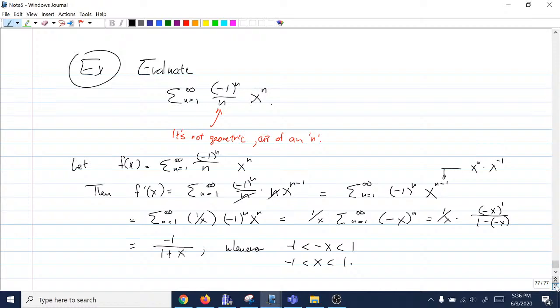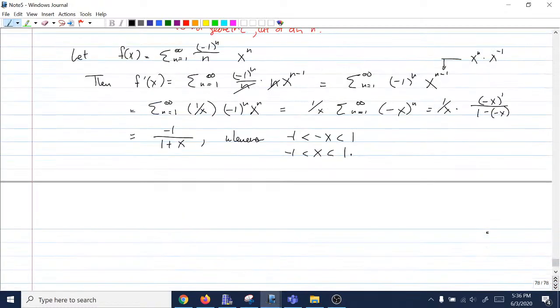Okay, we know... So, we haven't found f of x. We found that f prime of x is -1 over 1 plus x, and it converges on -1 to 1. We know the interval of convergence and radius of convergence because we know those about geometric series. They converge when that growth rate or decay rate is between -1 and 1. When that factor r is between -1 and 1 is the only time a geometric series converges.